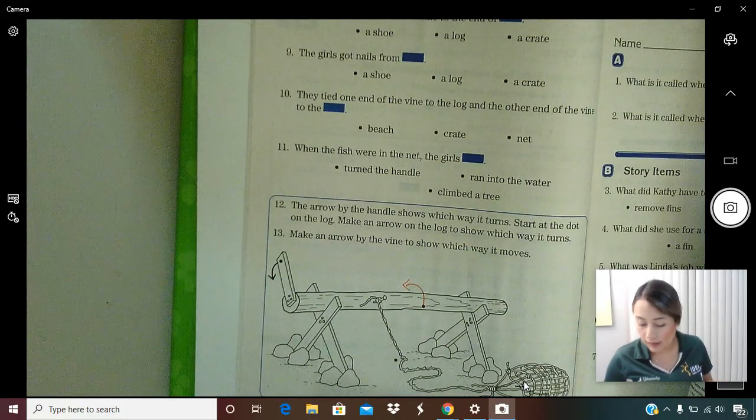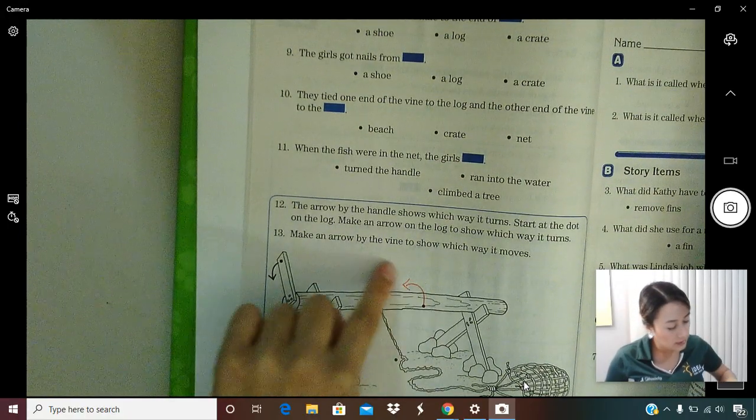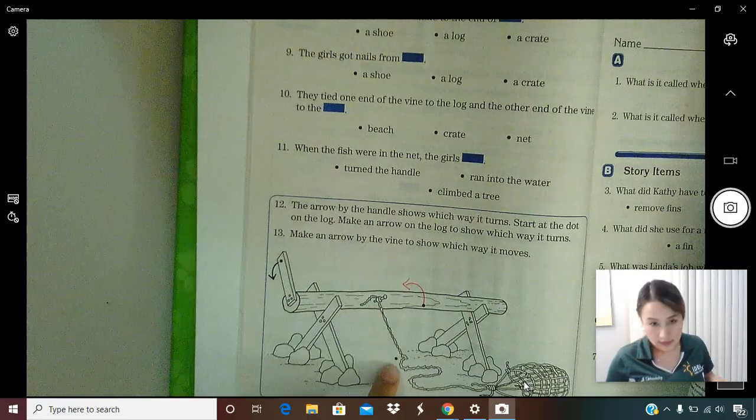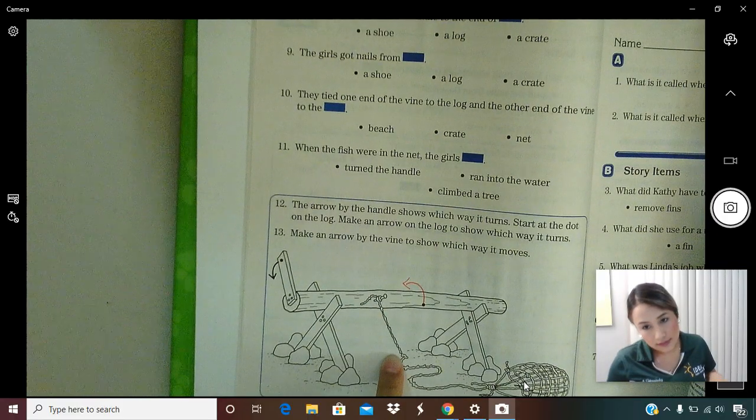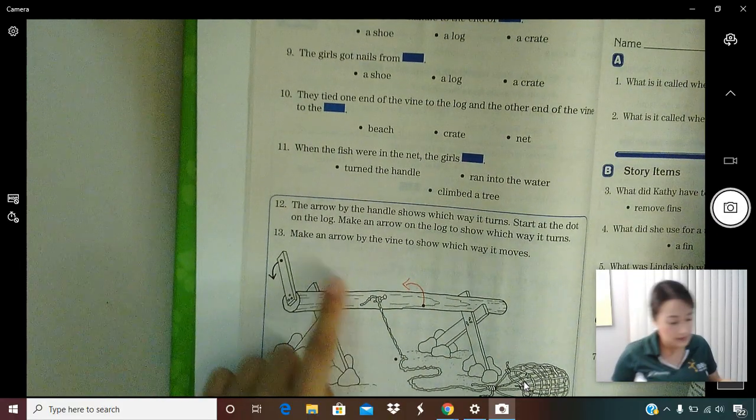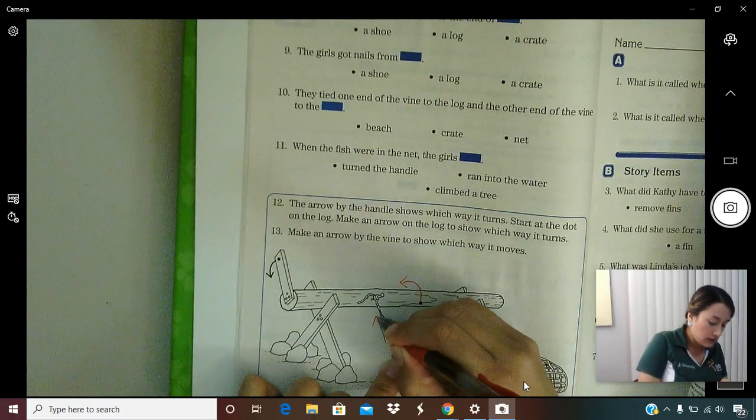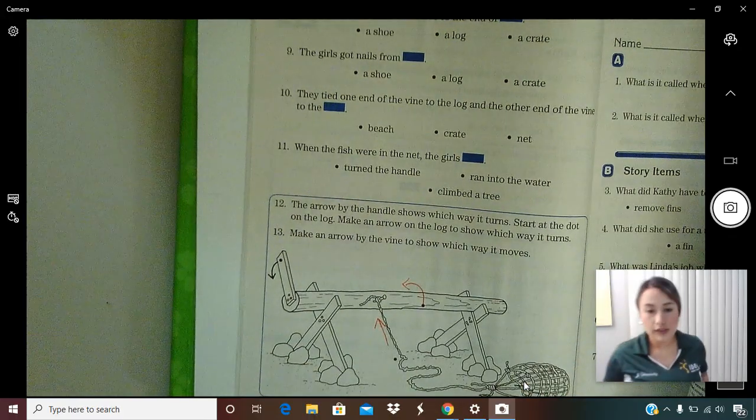So let's look at the vine. When the log turns, that vine is gonna what? Move forward or back? Get ready? Yes, it's gonna move forward too. So your arrow should look like that for 13.